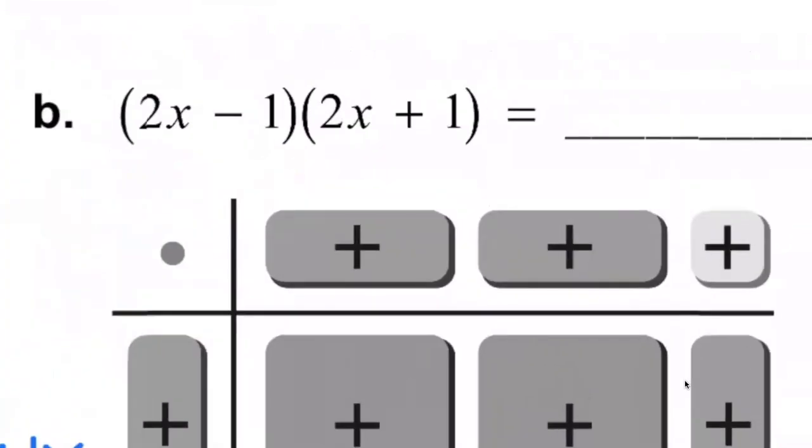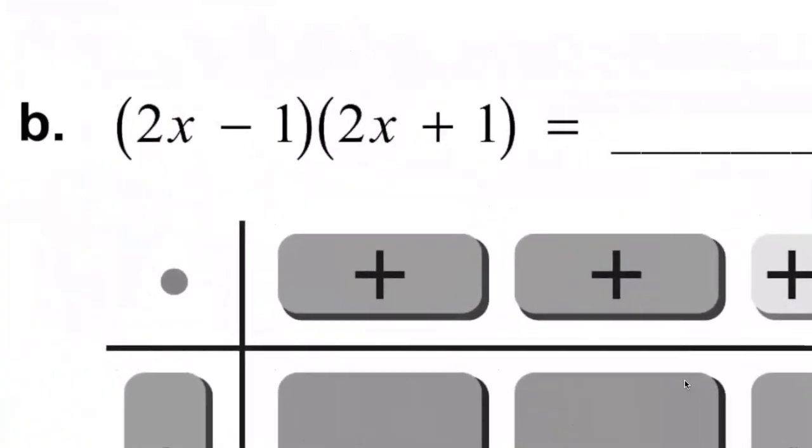So on letter B, I'm going to use the rainbow method, is what I call it, because it's like you're drawing rainbows. You're using the distributive property. So we have to start off by sharing this 2x with everything in the second parentheses. So that means I have to take my 2x times 2x. So that's the same thing as taking 2 times 2, which gives me 4, and then my x times x gives me x squared.